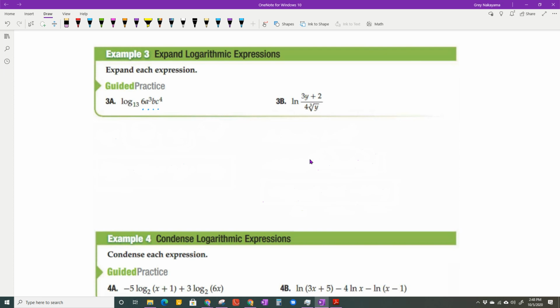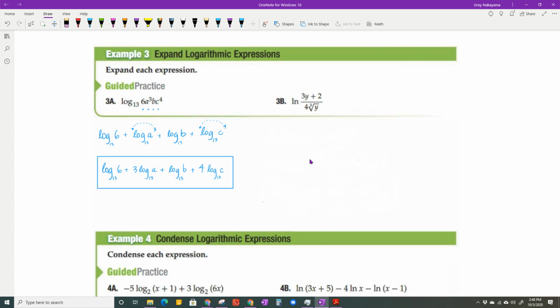And if I have 4 different factors, then that means I'm going to have 4 different things added together because it's all multiplying. So I'm going to have log base 13 of 6, and then log base 13 of a cubed, log base 13 of b, and log base 13 of c to the fourth. And then I cannot leave an exponent, so I'm going to move the 3 in front, and I'm going to move the 4 in front, and that's going to give me log base 13 of 6 plus 3 log base 13 of a plus log base 13 of b plus 4 log base 13 of c. And that's it.